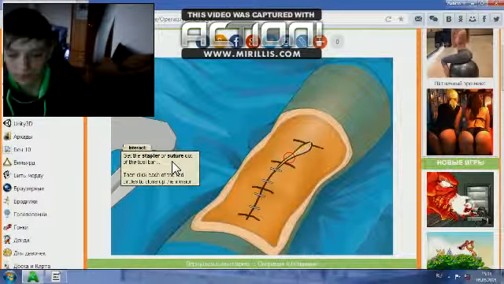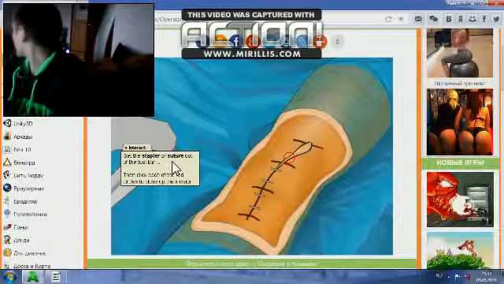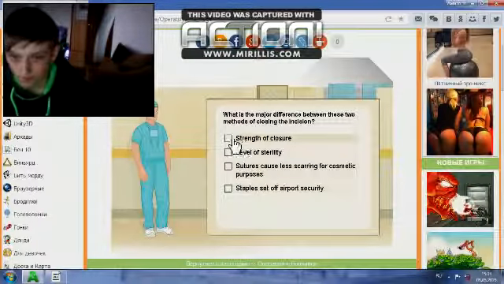Difference between these two methods of closing the incision.